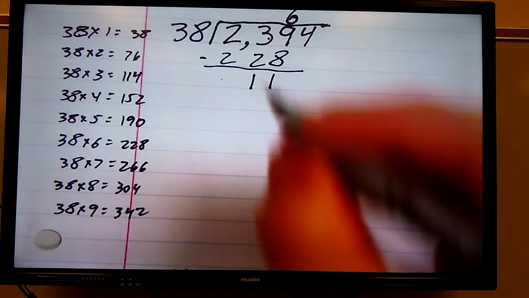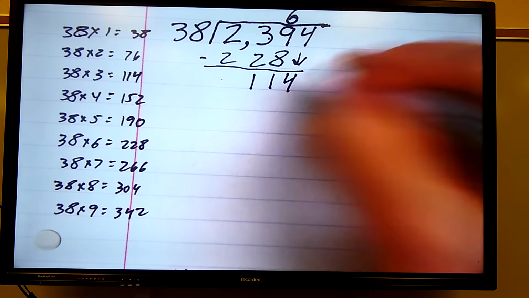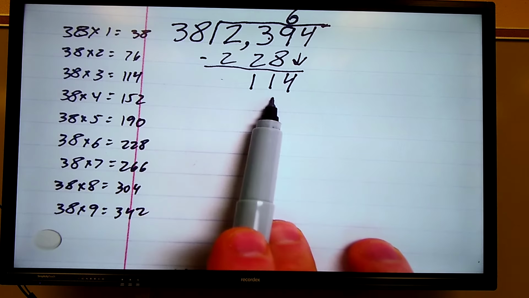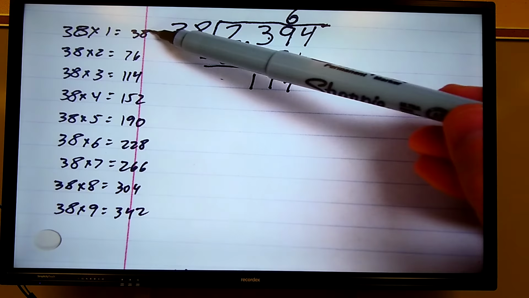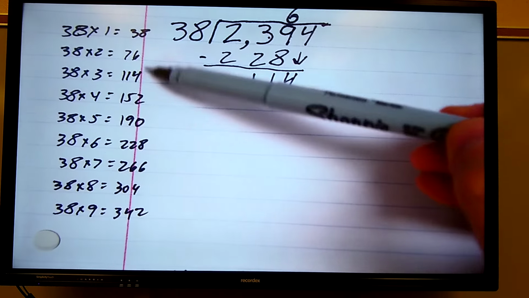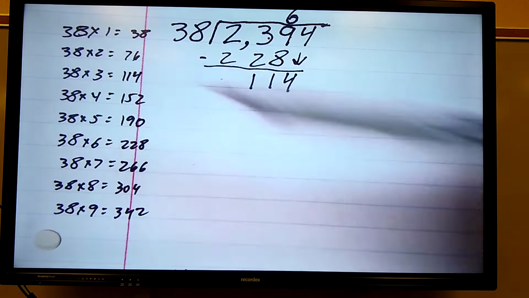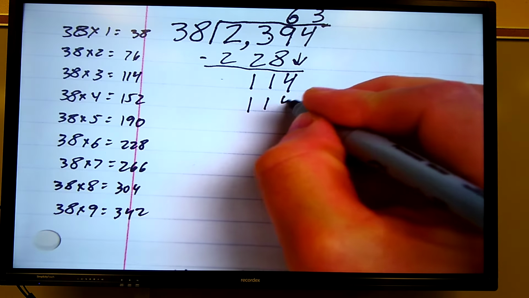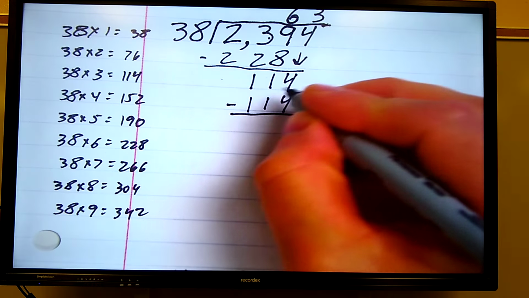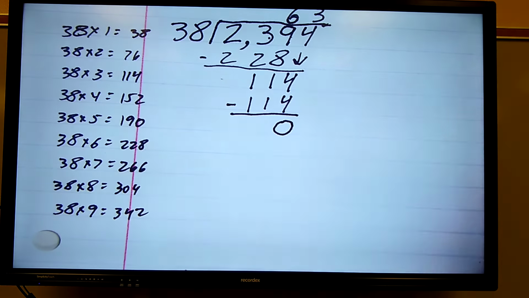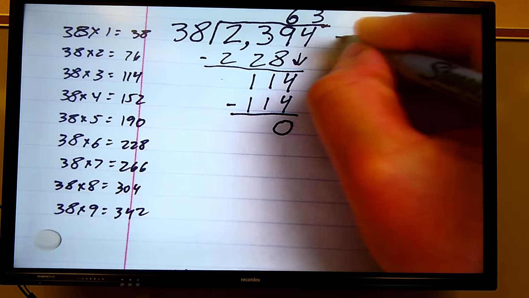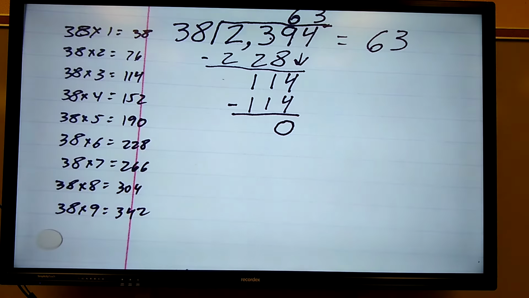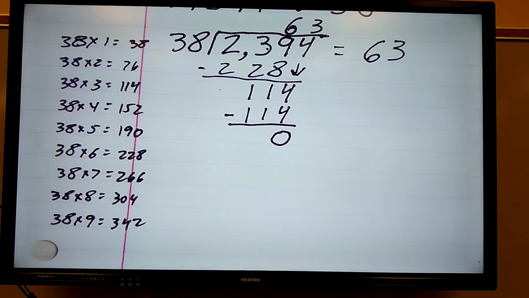Now my next step is to bring down. Now, 38 dividing into 114. Let's see how close we can get. There's 114 right there. Perfect. 3 times. 3 times 38 is 114. I subtract, 114 minus 114 is 0. There's nothing else to bring down. My quotient is 63. That was an easy one. No problem whatsoever.